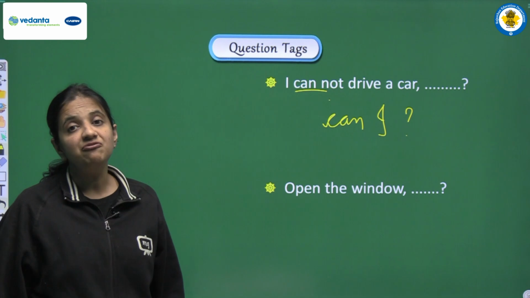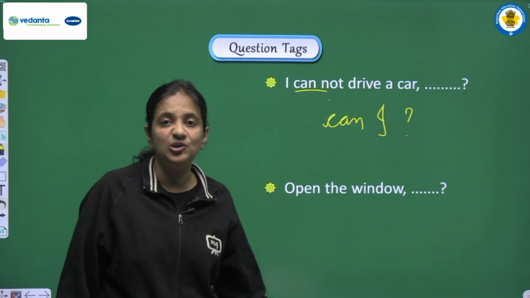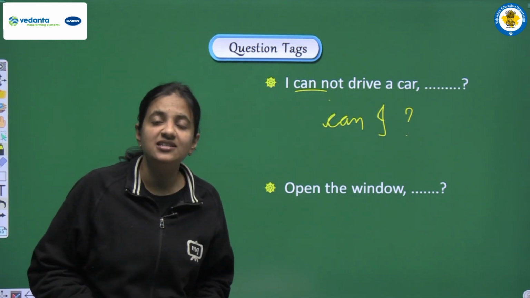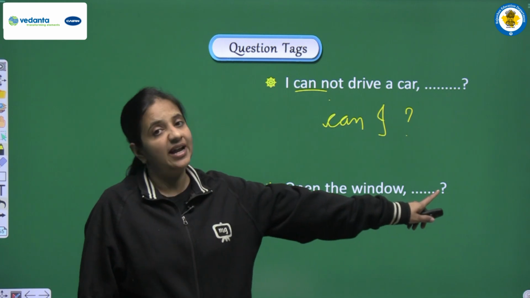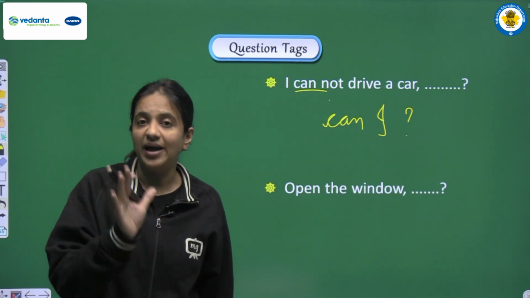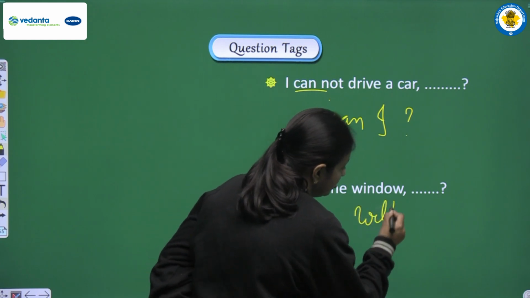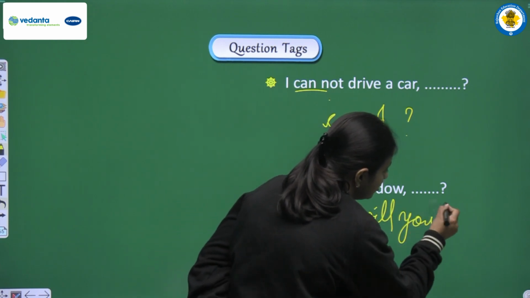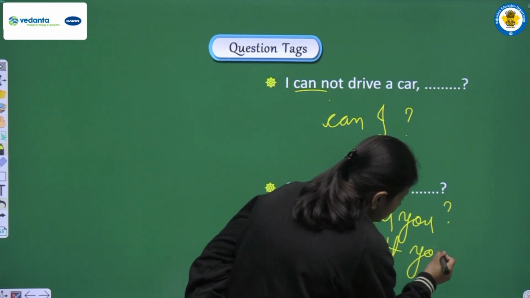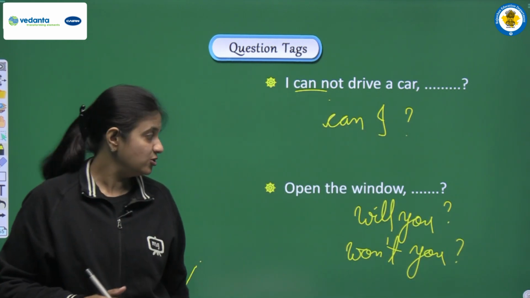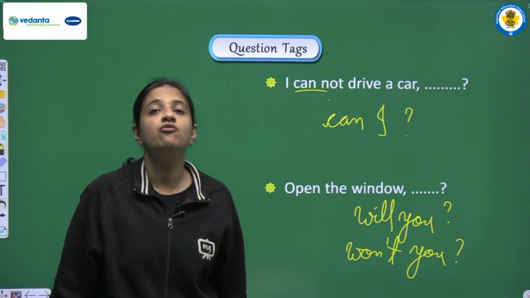Next is open the window. So here we have an imperative sentence. I hope now you all are able to recognize what an imperative sentence actually means. Open the window is an example of a positive imperative sentence. So now we have two options. We can write will you, and we can write won't you. Both answers are absolutely right. So we can say open the window, will you, and we can also say open the window, won't you.